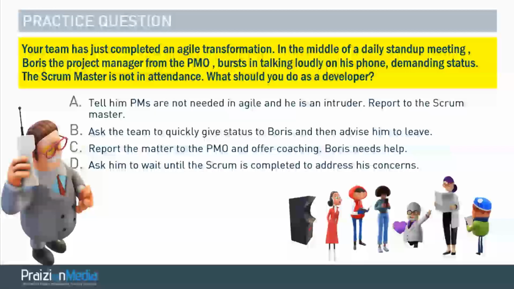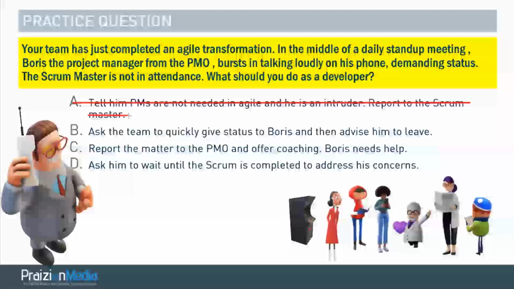So should you A, tell him PMs are not needed in Agile and he's an intruder? Oh my goodness, you don't want to do that. That not only is disrespectful, not acting in the ethos of being Agile, right? Because it's an opportunity for him to receive some sort of coaching and mentoring. It's a signal that he doesn't really understand what is going on. So we're not going to tell him that he's not needed and he's an intruder. Reporting to the Scrum Master is not a bad thing, but the first part invalidates what came next.